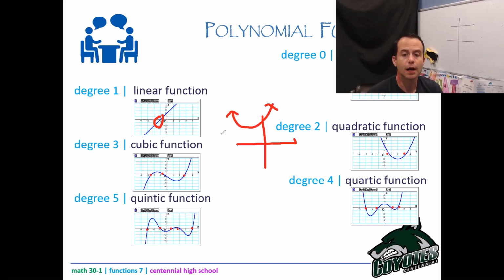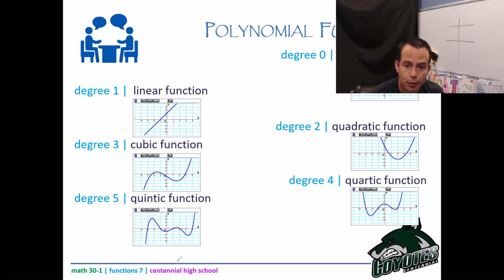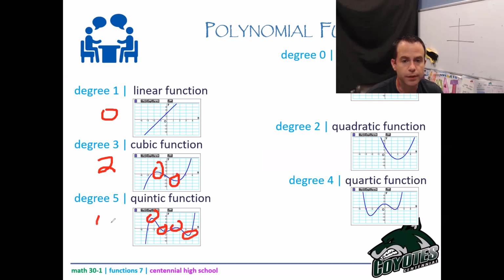Okay, I also want to talk about something called turning points while I have these diagrams up here. Turning points are where I change direction. So degree 1, there is no turning points. Degree 2, here's a turning point. Sorry, degree 3, I have 2 turning points. Degree 5, I have 1, 2, 3, 4 turning points. Okay, degree 2, I have 1 turning point.